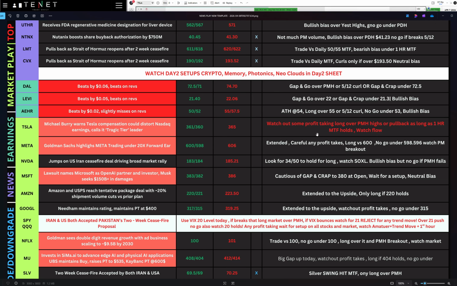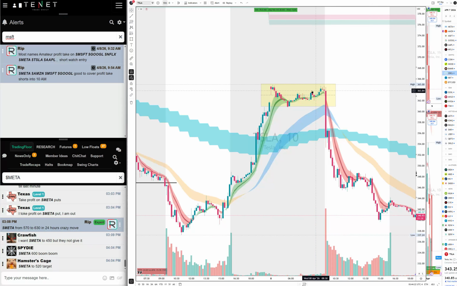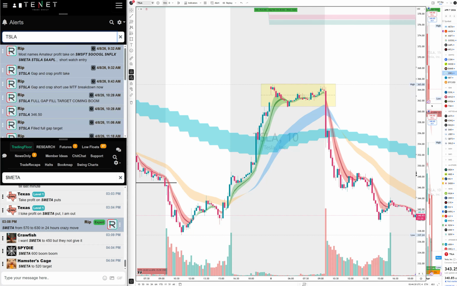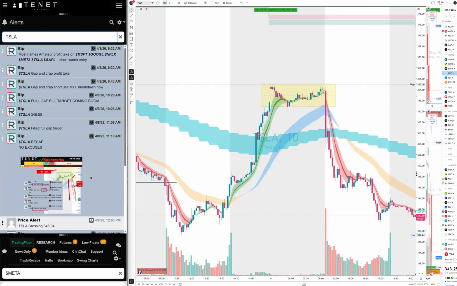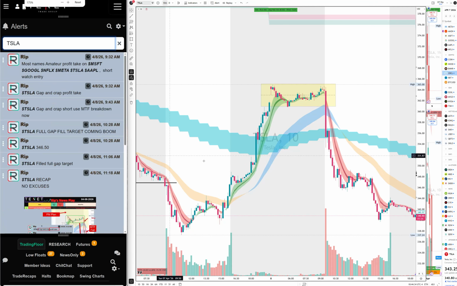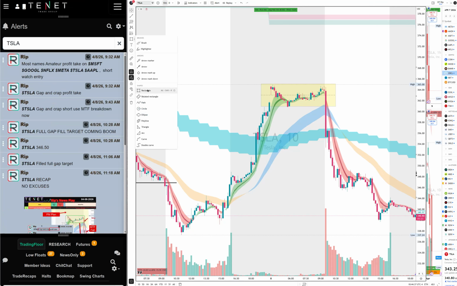I told the traders to watch out for profit taking, only long over pre-market highs or a pullback long as the 1 hour MTF holds. Watch the flow. As soon as I saw that Tesla is not pushing over the pre-market highs, that's when I told traders that Tesla is a profit-taking short. Gap and crap short.